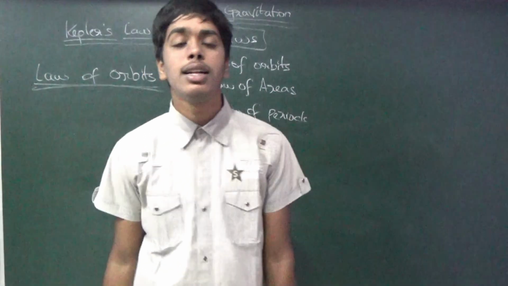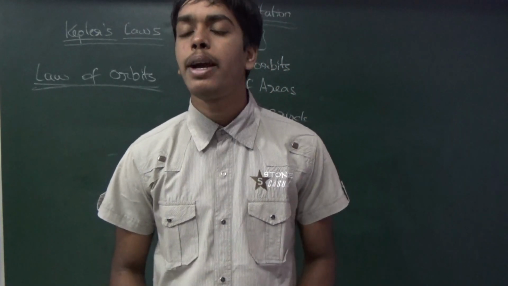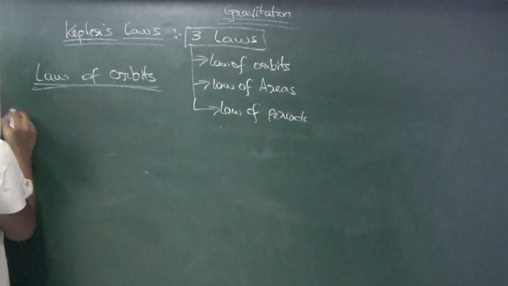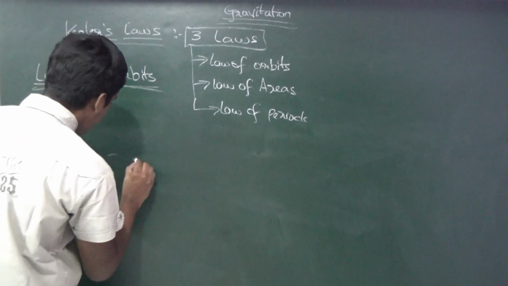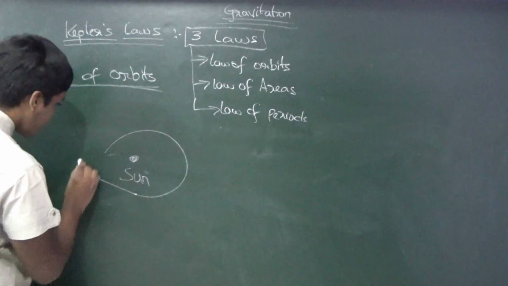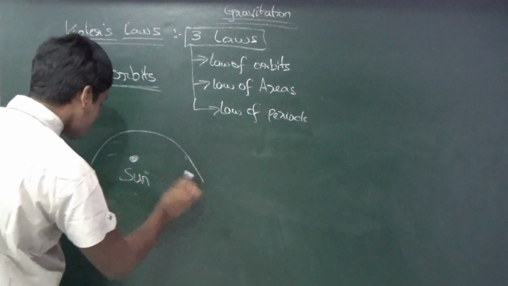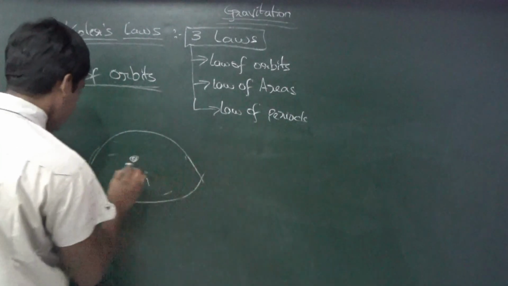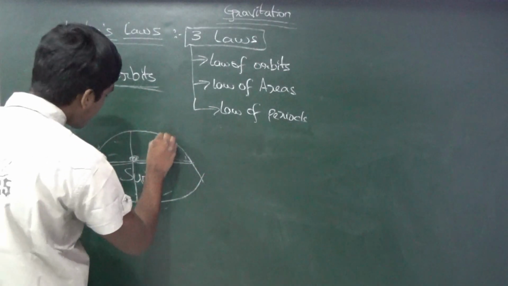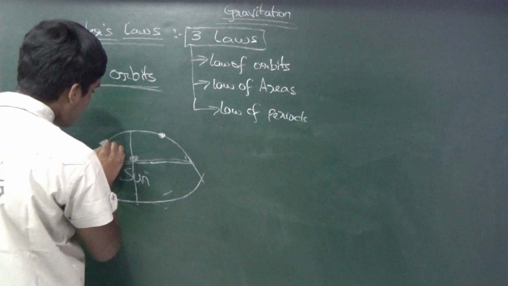The law of orbits states that the planet moves around the sun in an elliptical orbit by keeping the sun at one of its foci. First we will see it in a diagram. For example, this is the sun and this is an elliptical path. This is the major axis, the minor axis, and here it is one of the planets. This is also one of the planets.